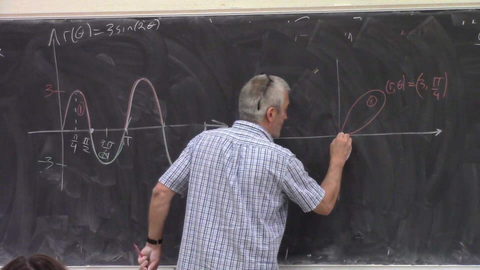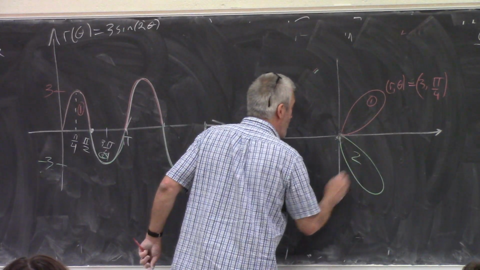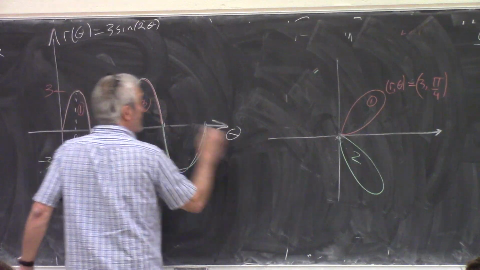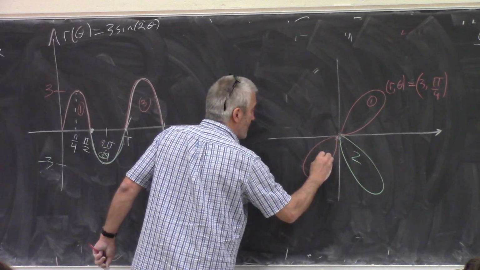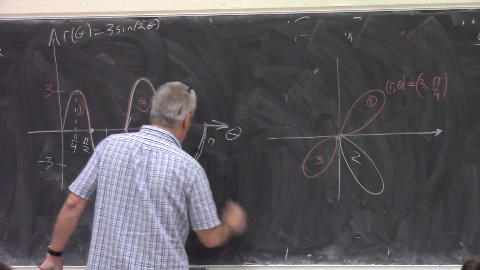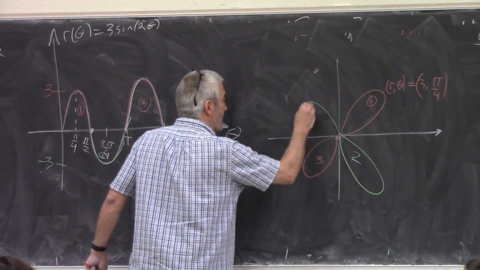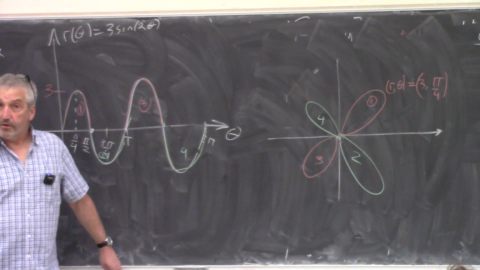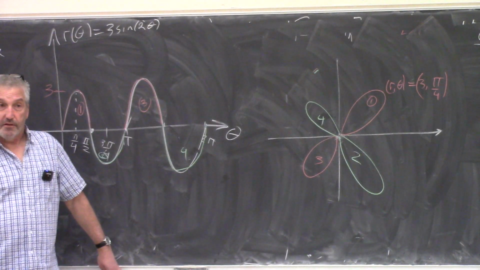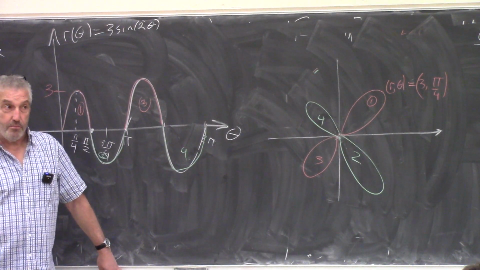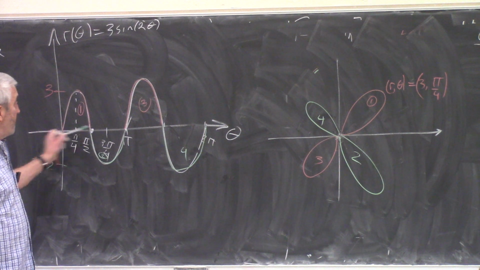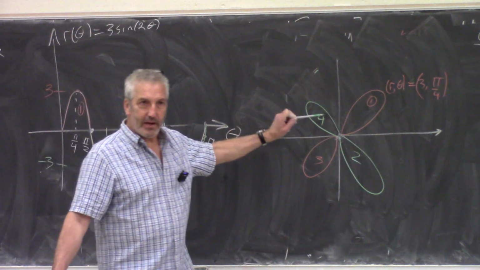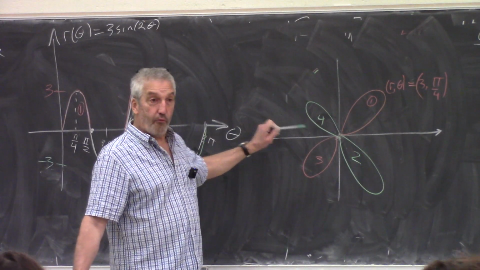And that's going to be here. And it turns out then that that third lobe is going to be here. And that fourth lobe is going to be here. So we get a 4-petaled flower. 2 of them are green, 2 of them are red. And notice we did need to go all the way to 2 pi. Even though the radius function was periodic with period pi, we had to go all the way around to 2 pi to get the whole curve. So it's a 4-petaled flower.